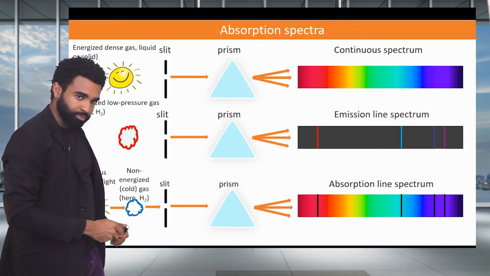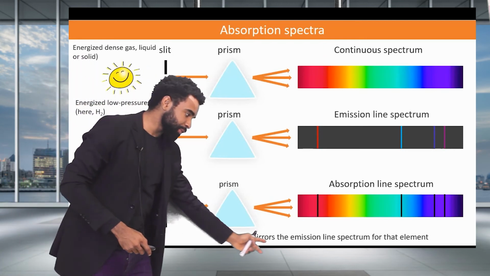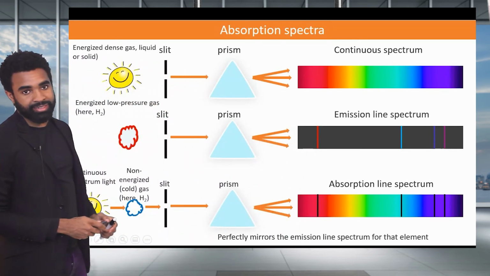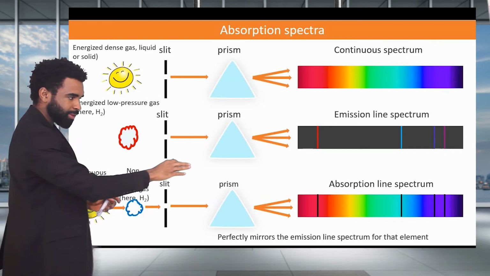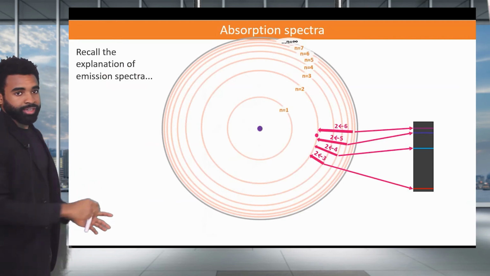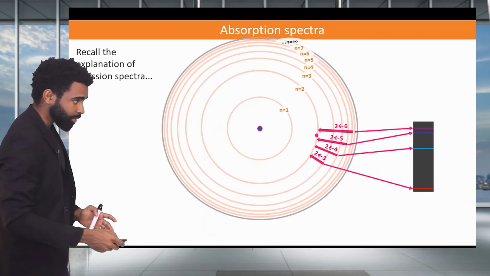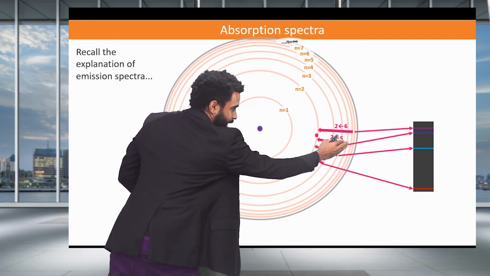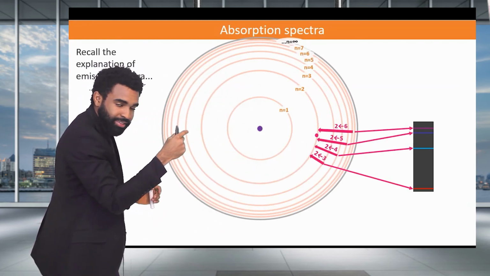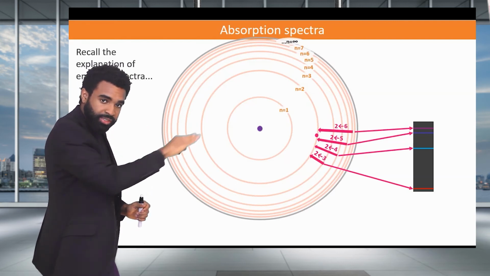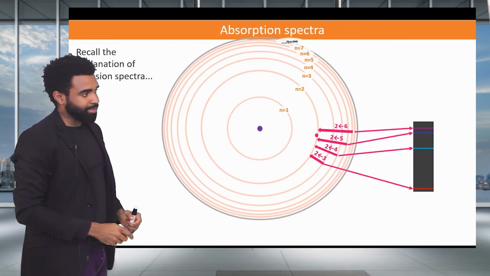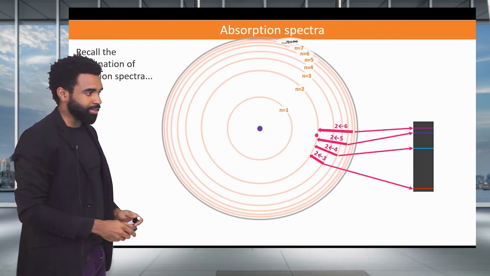Now again, like I said, this perfectly mirrors the emission line spectrum of that particular element, in this case, hydrogen. How do we explain this absorption line spectrum here? Well, recall the explanation of the emission line spectrum. We had said that as electrons drop from higher to lower energy levels, they release photons or packets of light of specific wavelengths, of specific frequencies. And those are separated out there on that piece of photographic film or that sensor there.